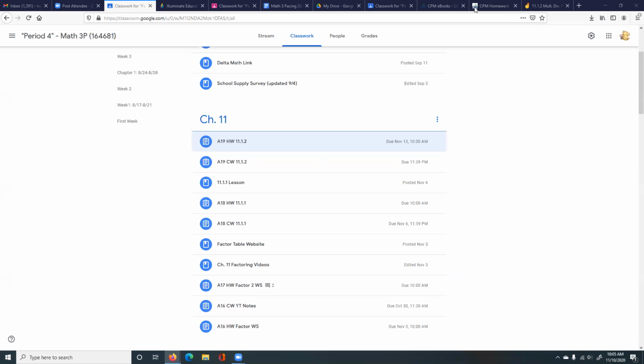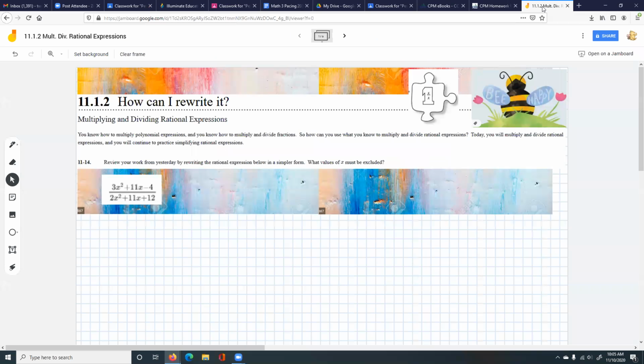Recording. And then I'm going to go to our Jamboard. So if you have your books open, you should be opened to 11.1.2. You'll see problem number 14 here. And how can I rewrite it? We are going to learn how to multiply and divide rational expressions. So let me get my pen up here.